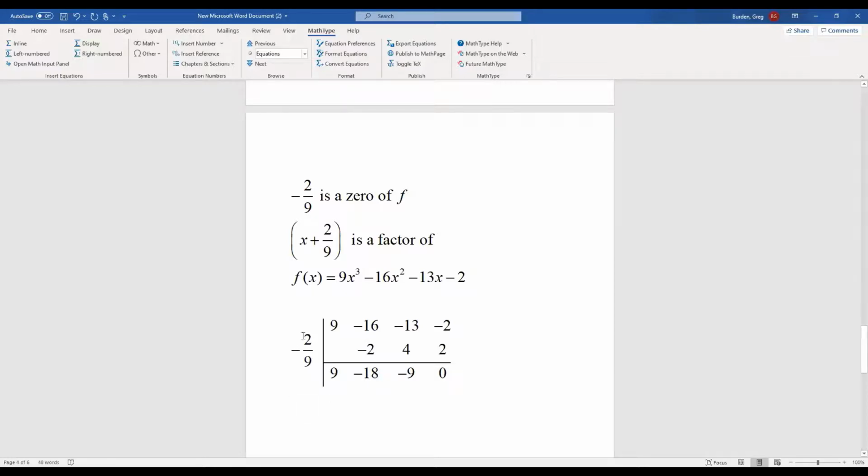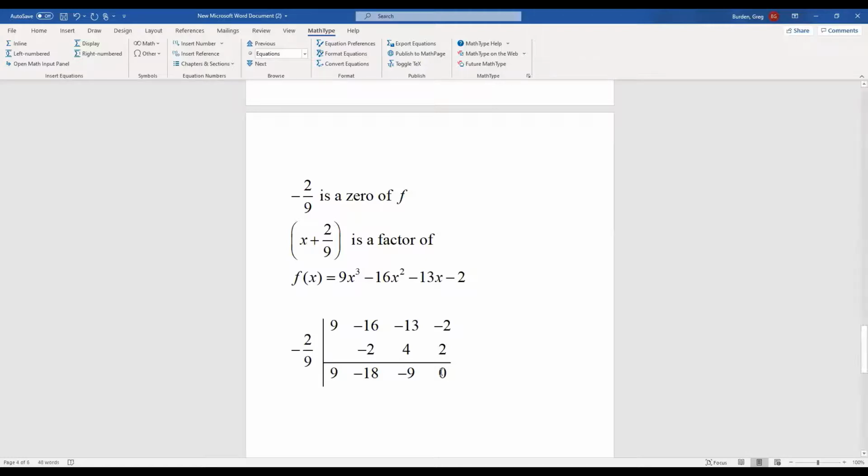Repeat the process. Negative 2 ninths times negative 18. Well, negative times negative is positive. The 9 goes into 18 2 times. 2 times 2 is 4. So negative 2 ninths times negative 18 is 4. Again, we add that to negative 13 to get negative 9. Do it again. Negative 2 ninths times negative 9 gets 2, which adds to the negative 2, and we get a 0. The remainder has to be 0 because that's really what tells us that x minus negative 2 ninths, the x plus 2 ninths, is a factor.